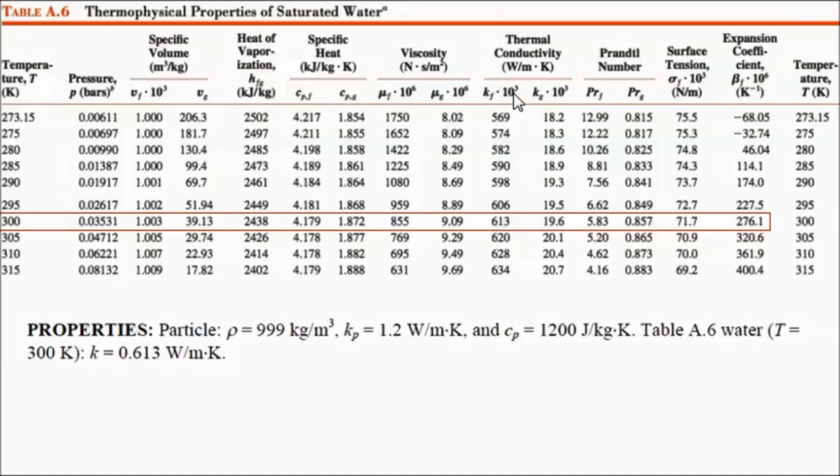So for our specific case here, we're going to have from table A6, temperature equal to 300 K, 0.0613 watts per meter times Kelvin. Again, we had to pay attention to our units here because there's a 10 to the third. So now we have our k value for saturated water of 0.613. So we can go back to our tau sub T equation and plug in all of these values.